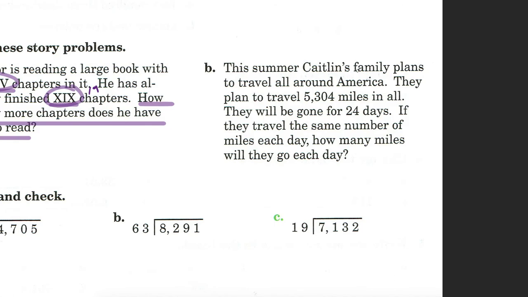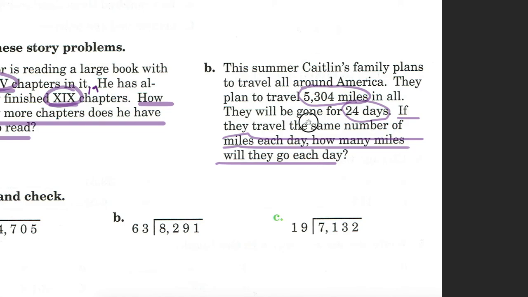Okay, B. This summer, Caitlin's family plans to travel around America. They plan to travel 5,304 miles in all. They will be gone for 24 days. If they travel the same number of miles each day, how many miles will they go each day?